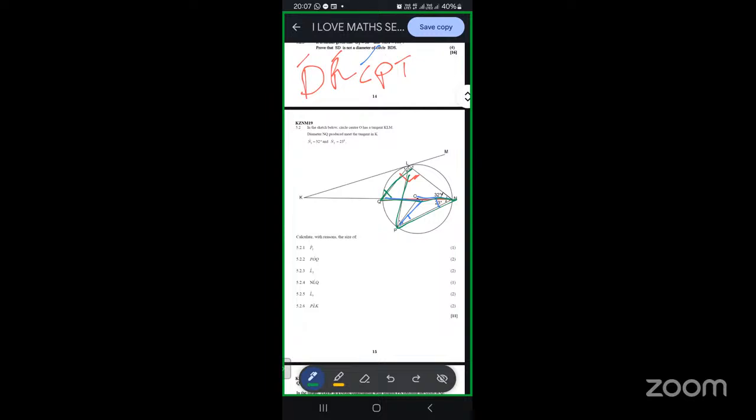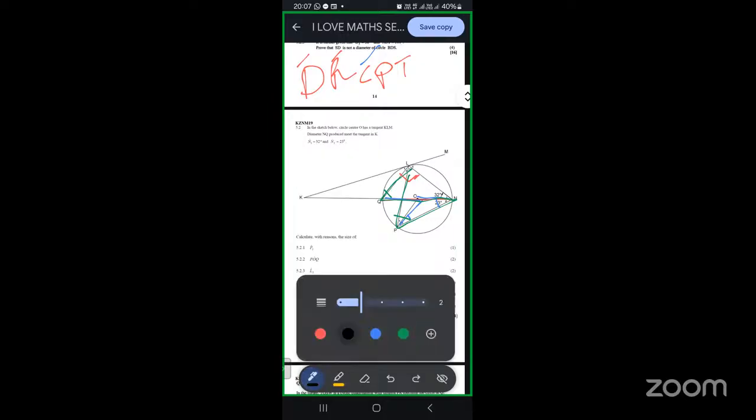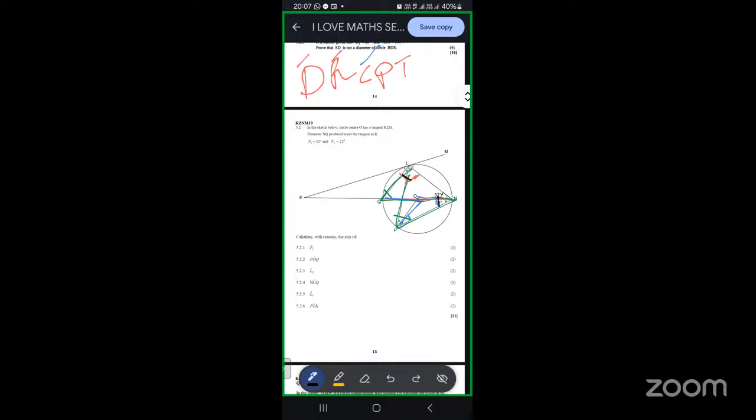Therefore, this angle will be equal to that angle, reason being angles in the same segment or angles subtended by the same arc. Also, we can go for this angle and that angle, angles subtended by the same chord, or angles in the same segment. Okay, we are done with the cyclic quad. Are there any parallel lines that exist in this diagram?